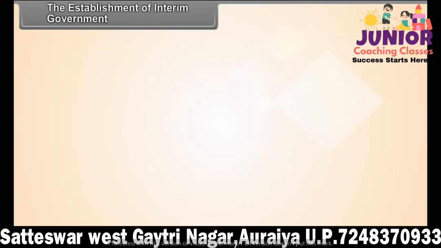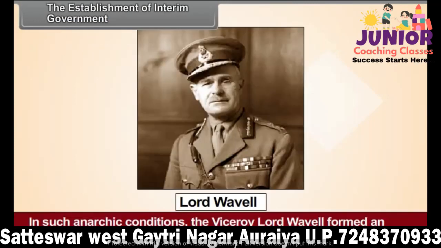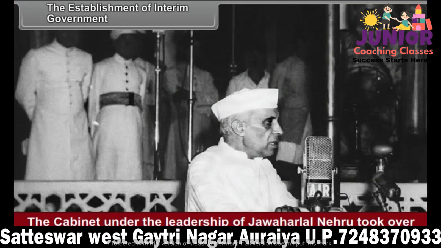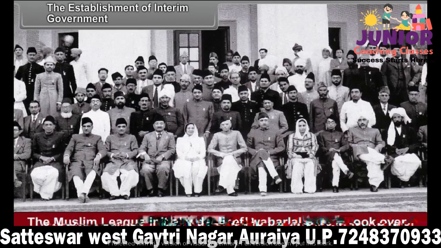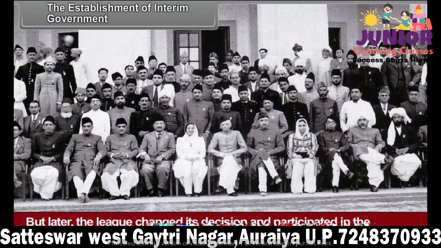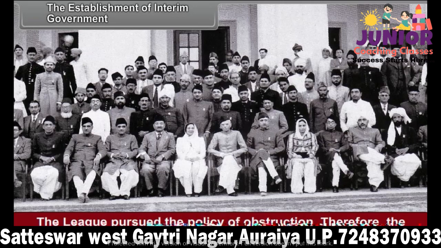The establishment of interim government. In such anarchic conditions, the Viceroy Lord Wavell formed an interim government of Indian representatives. The cabinet under the leadership of Jawaharlal Nehru took over the governance of the country. The Muslim League initially declined to participate in the working of the interim government, but later the League changed its decision and participated in the interim government. The League pursued the policy of obstruction. Therefore, the interim government could not work smoothly.